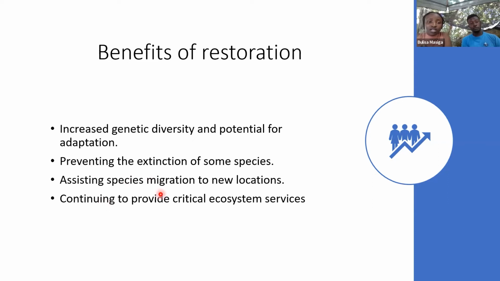So another one is preventing the extinction of some of these species. With the threats that are going on, the global and the local threats, some species may go extinct. But when we bring about the restoration part of it, we prevent some of these species from reducing or going extinct. So, assisting the species migration to new locations, as already mentioned.